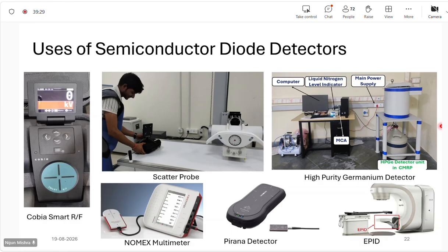And this is a setup in our department, where this one is the HPGe, high purity germanium detector unit. Here it needs frequent cooling with liquid nitrogen. So we place it in this dewar, which contains the liquid nitrogen and provides continuous cooling to the detector. So we obtain a very low noise level with this type of arrangement.